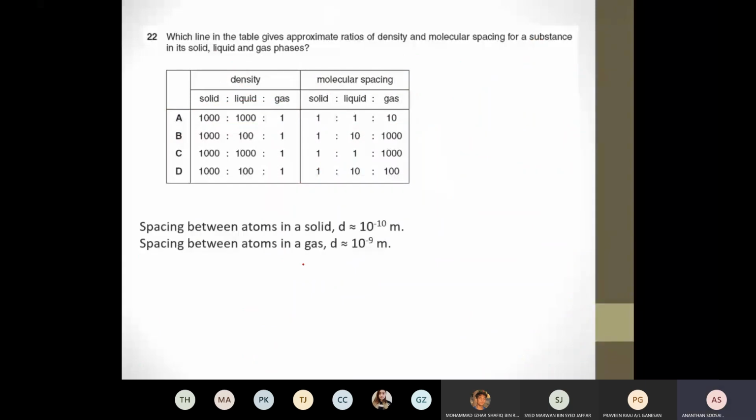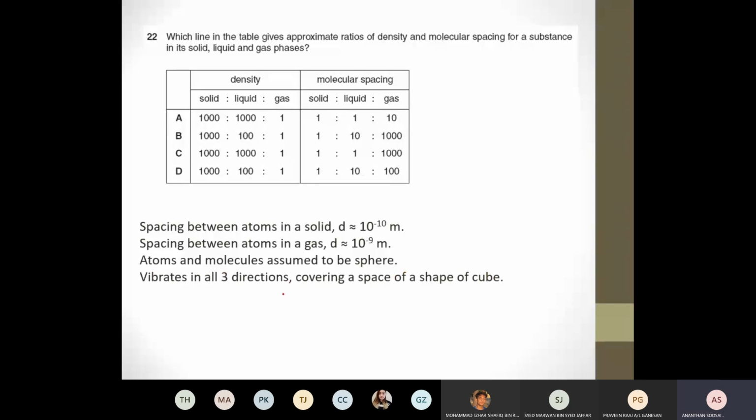Okay, so the spacing between the atoms is 10 to the power negative 10. The spacing between the gas molecules is 10 to the power negative 9, 10 times more. Atoms and molecules are assumed to be spheres, covering space in all three directions in the shape of a cube. The volume used by one atom we assume is in a cube shape.